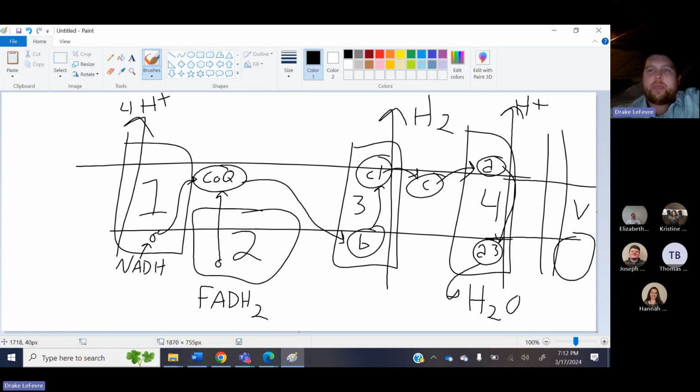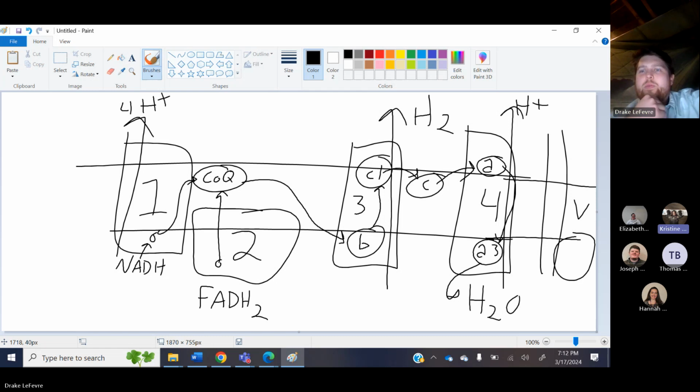Conceptually, if we think about it, does complex 4 pump out less or more hydrogens than complex 1? Less. Why do we think that it pumps out less? The concentration by the time it gets to that point is already less, so it doesn't have as many to give. So there's one reason. Another reason: think about the electron. The electron has a certain amount of energy that it's able to give.